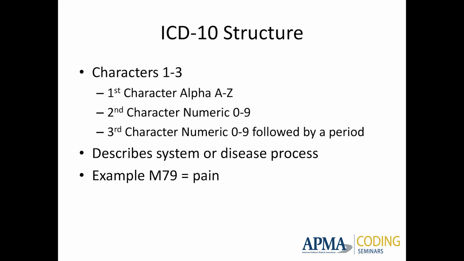So it would be like B7 point something. The example I'm using is just a general pain. M79 is the ICD diagnosis for pain. I haven't really told you anything. I've just said we've got pain somewhere. Okay, so we have to go further.